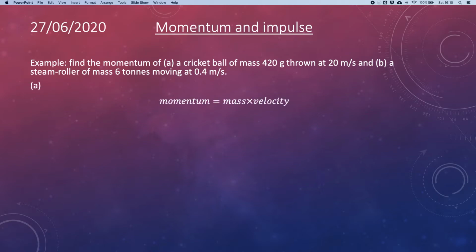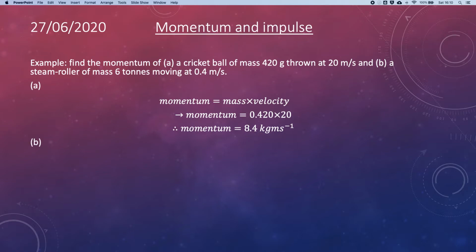So, part A, we're saying momentum is mass times velocity, written in words. So we substitute in. Except, what have we done? 420 grams needs converting into kilograms. We need to be working in the SI units. 420 divided by 1000 is 0.420 kilograms, times 20 meters per second, which gives us 8.4 kilogram meters per second.